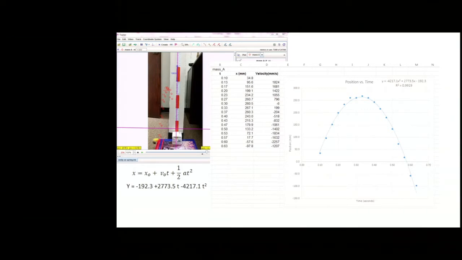Now you don't have the part that goes up because you dropped it going down. So now you can read gravity right off of your data.